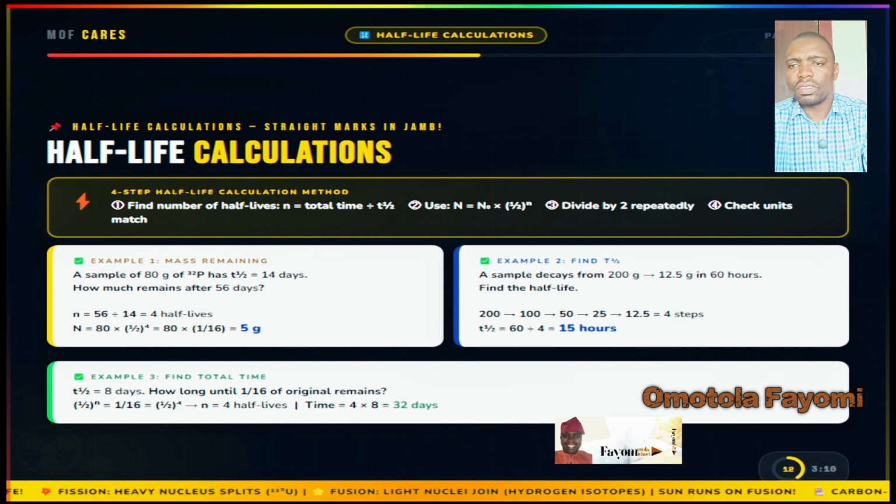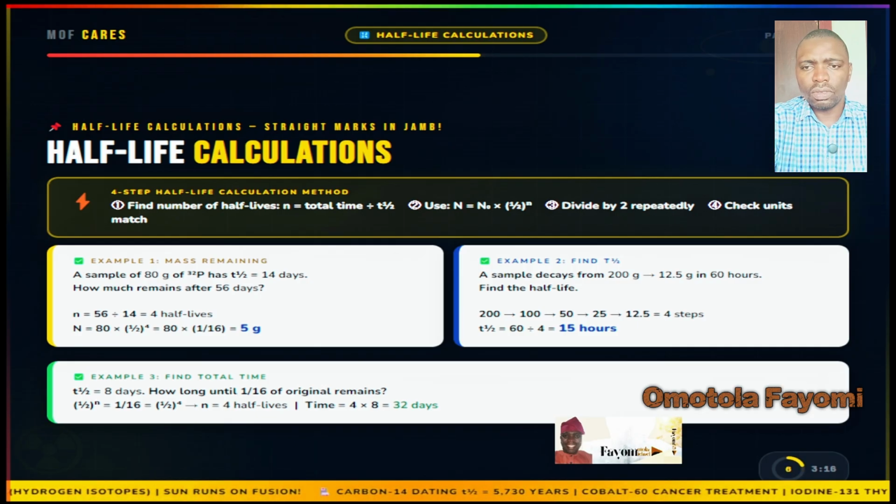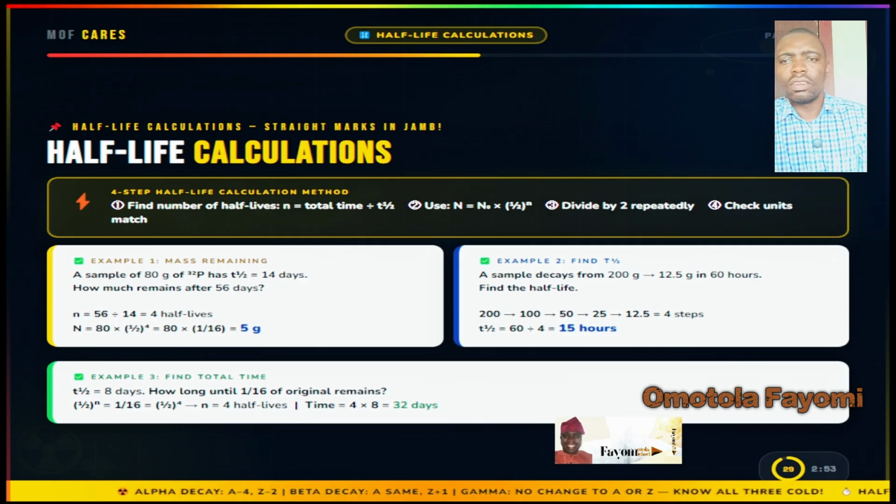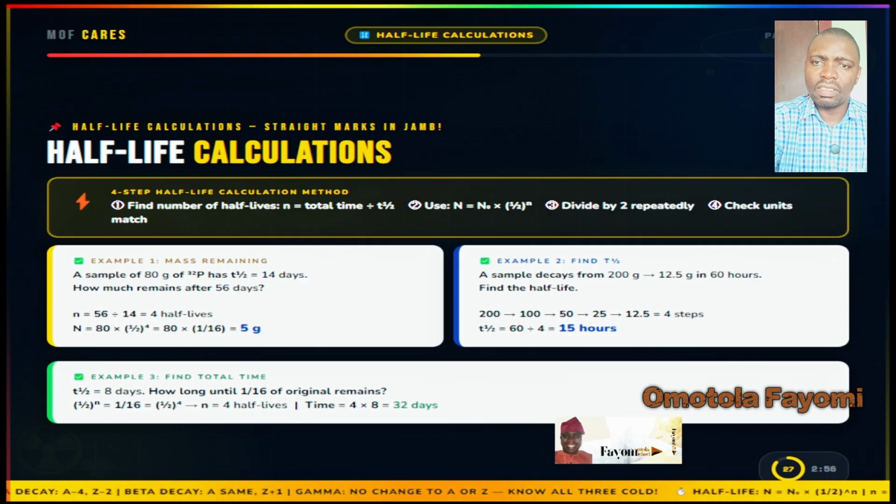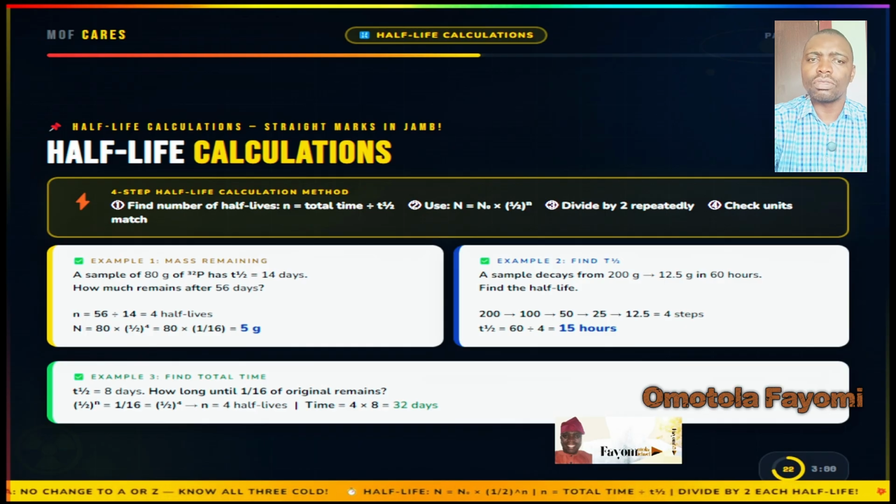Step by step division method. From 80 to 40, from 40 to 20, from 20 to 10 and 5. It always works and requires no calculator. Use it in JAMB when no calculator is allowed. Count the arrows, multiply by T half.